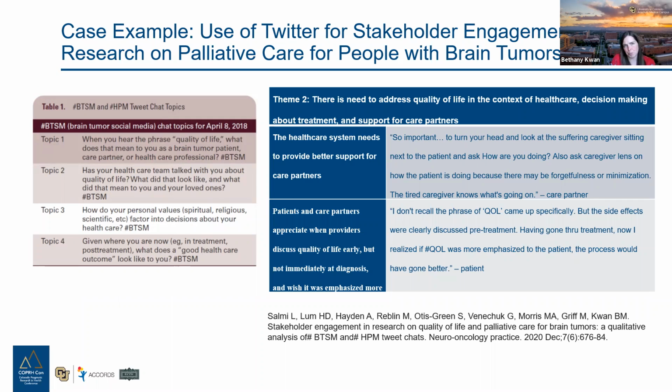What does that mean? How might palliative care align with the quality of life needs in people with brain tumors and their care partners? With a lot of support from this hashtag BTSM community, and also another group that we collaborated with, hashtag HPM, which is Hospice and Palliative Medicine. Again, existing well-established groups with existing networks and people that follow and use these hashtags. We did what's called a tweet chat. A tweet chat is like a focus group on Twitter.